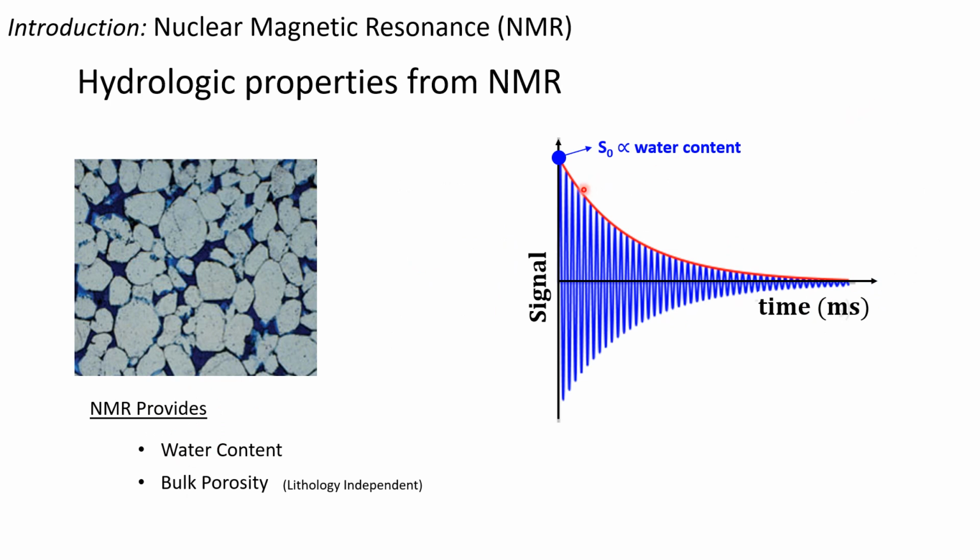So it turns out that the initial amplitude of the NMR signal, which is shown here on the right plot, is directly proportional to the total amount of water in the volume of investigation. So it's basically the measure of the volumetric water content. And in case our formation is fully saturated, it's the direct measurement of the bulk porosity.